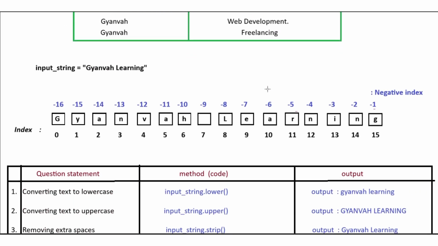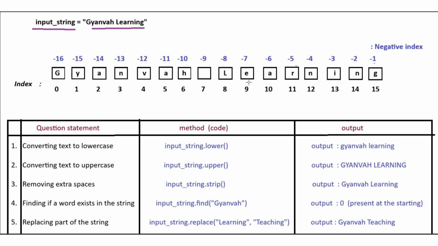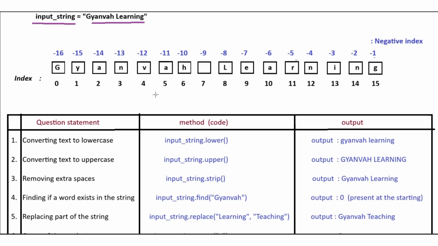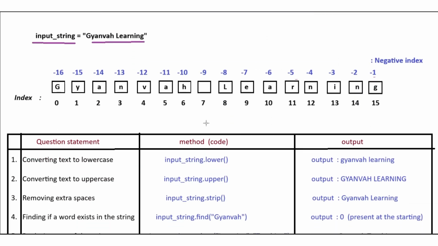Now let us take our example string again. The string is Gyanvah Learning, and let us understand how Python's string methods can help us work with this text easily. String methods are small built-in tools. They help us clean text. They help us modify text. They help us search inside text, and they help us format text in a neat way. Let us understand them one by one using our string.